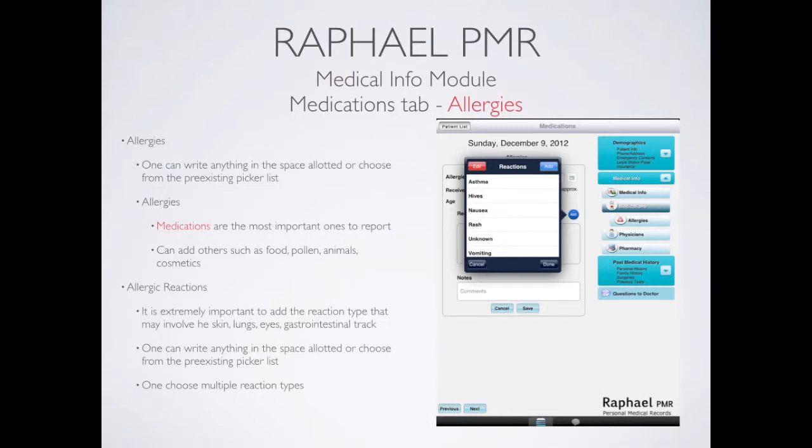Once you click the blue Add button, a reaction is brought up. Asthma, hives, nausea. The reactions are just as important as anything else. We also want to know where it happens, whether it's skin, lungs, eyes, gastrointestinal areas. If it doesn't exist in the list, you can write it in. Once you've done this, you can add multiples of these.